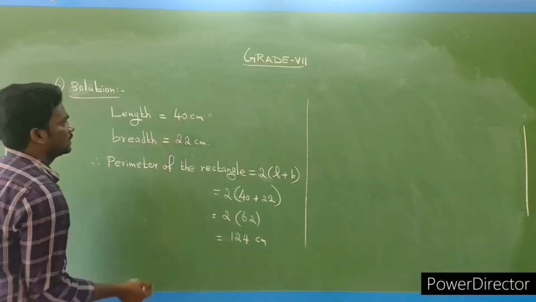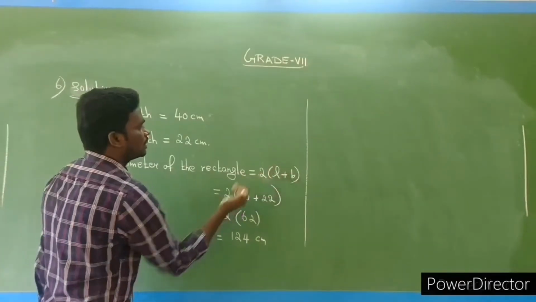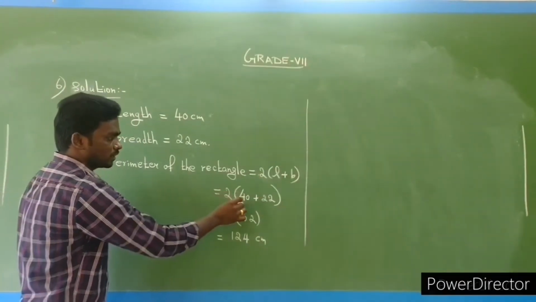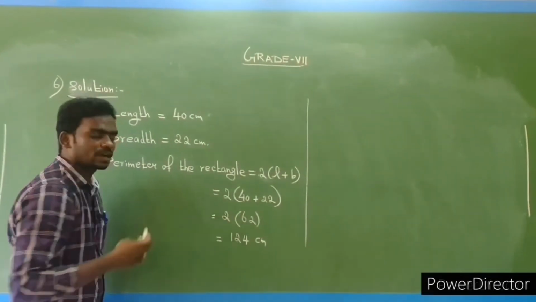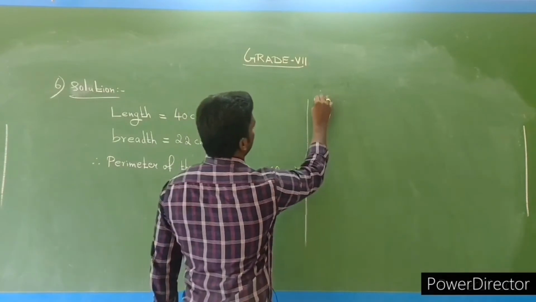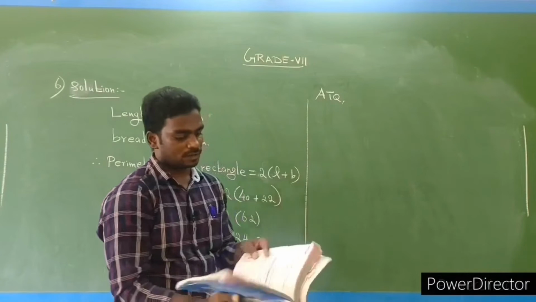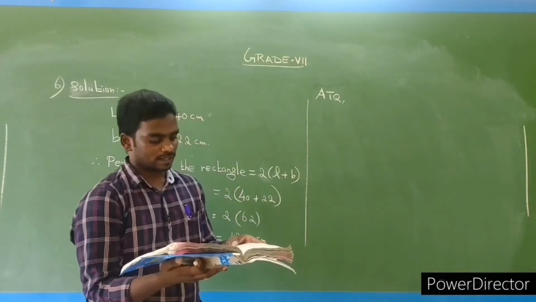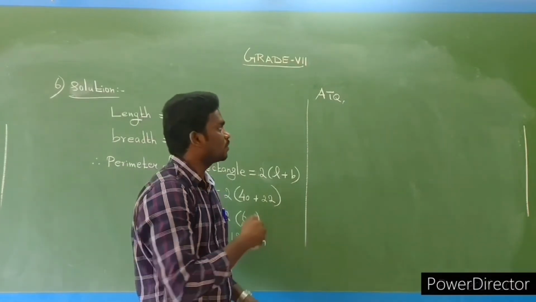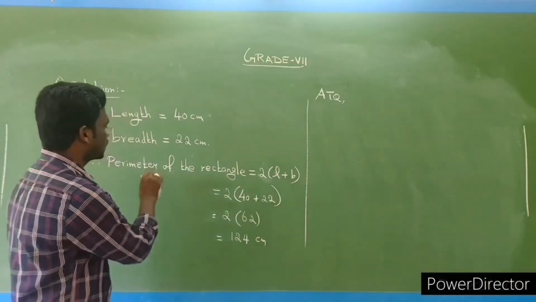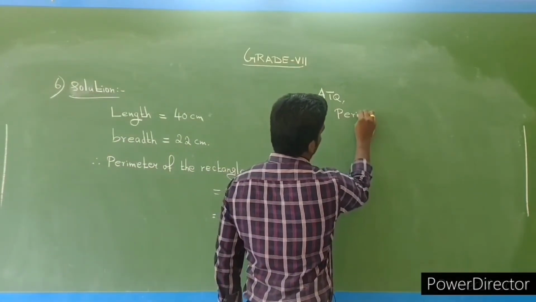So length equal to 40 centimeter is given and breadth equal to 22 centimeter. The perimeter of the rectangle equal to 2 into L plus B, which is 2 into 40 plus 22, equal to 2 into 62, the value is 124 centimeter. So according to our question, what is the condition given? A wire is in the shape of a rectangle. If the same wire is rebent in the shape of a square, therefore the perimeter of the rectangle is equal to the perimeter of the square.